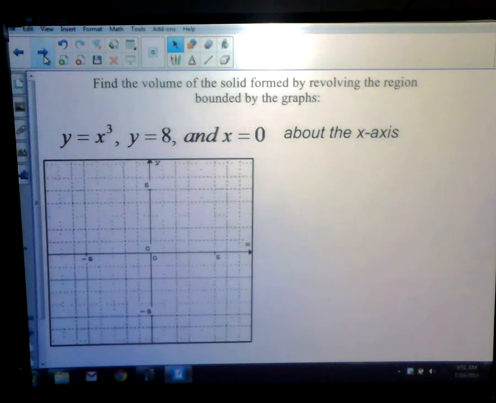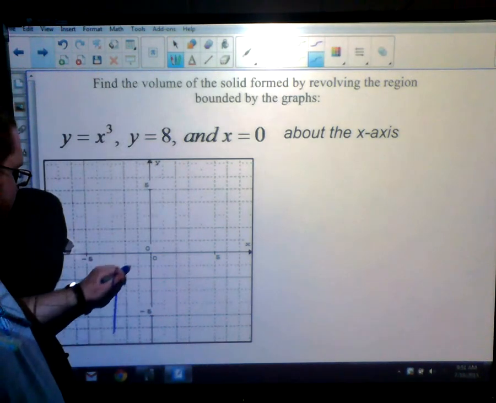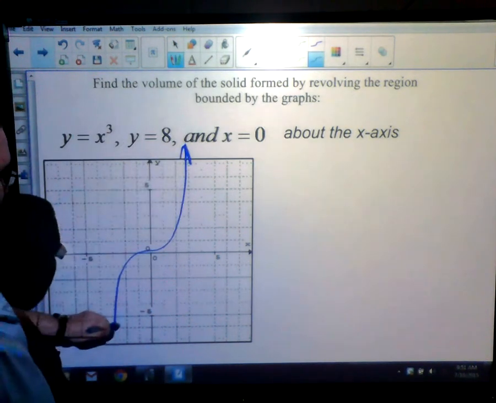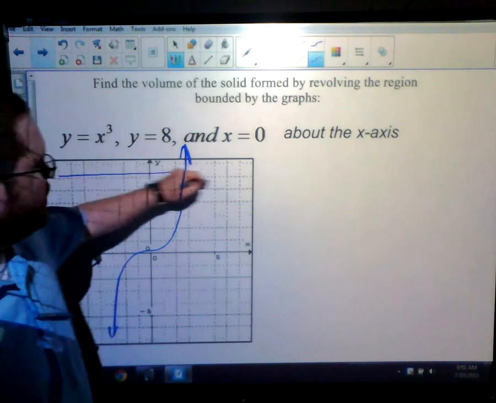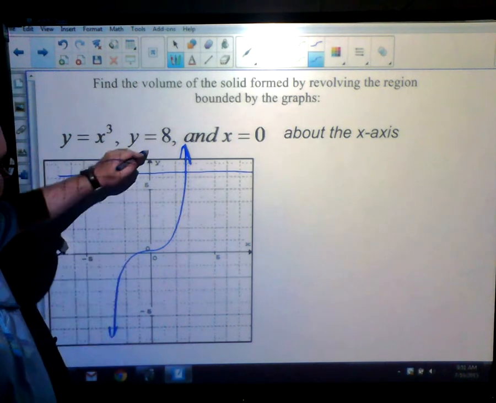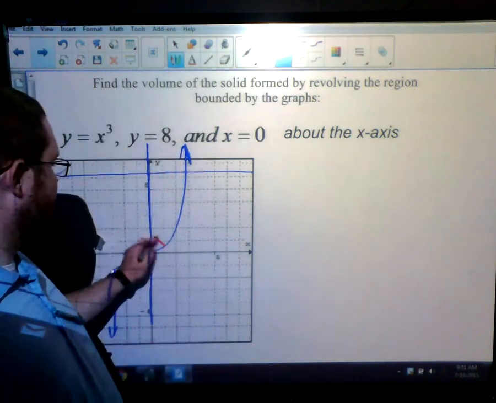Let's try a problem. Find the volume of the solid formed by revolving the region bounded by the graph. So I've got x cubed, which looks like this. I'm drawing these very roughly. You guys could use a calculator. Y equals 8, which looks like this. And x equals 0, which is this. So this is my region in here.